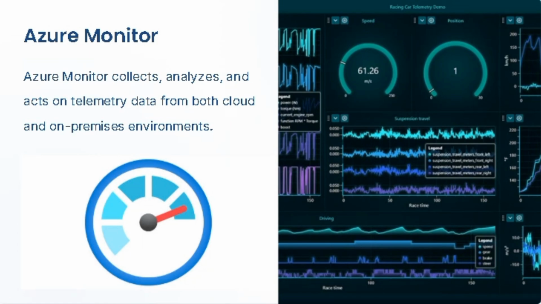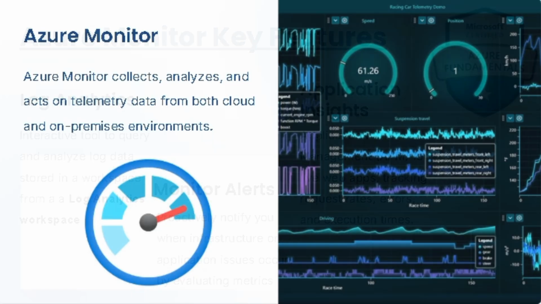We also have Azure Monitor, and Azure Monitor collects, analyzes, and acts on telemetry data from both cloud and on-premises environments. So this is going to monitor all your tools, all the stuff that is happening on your cloud and also on your on-premises environment. Think about it like something that helps you monitor the performance of your resources in the cloud and also on premises.